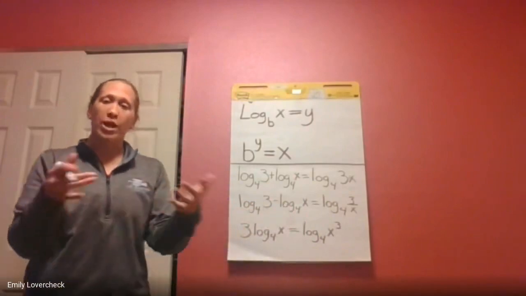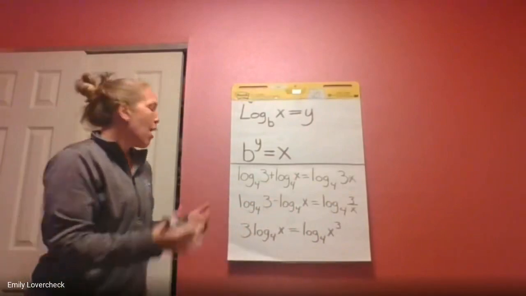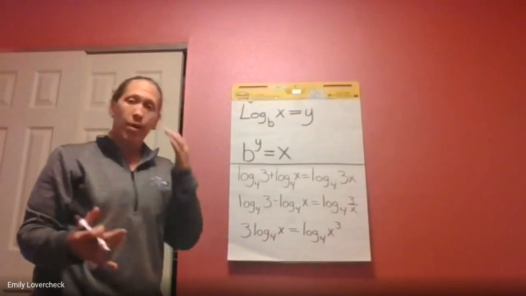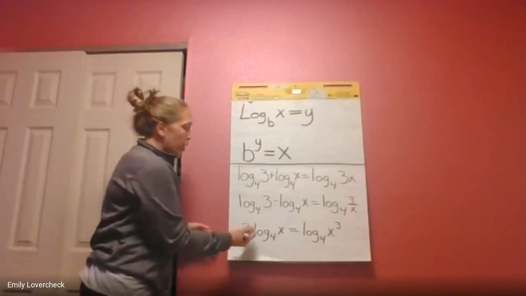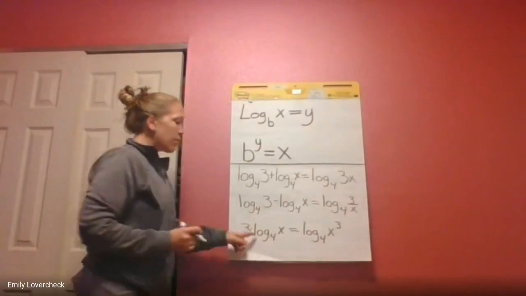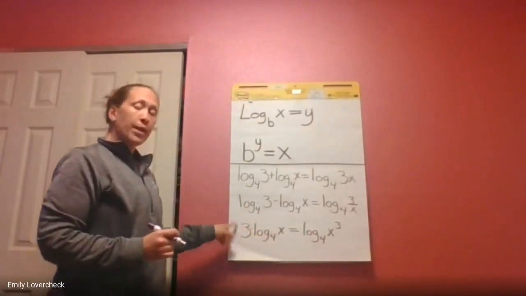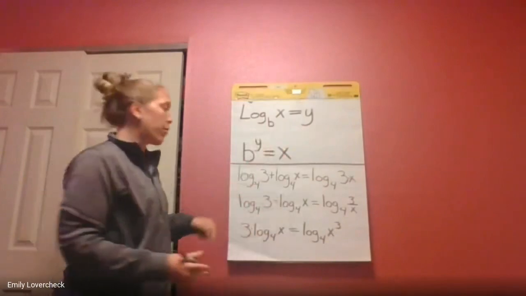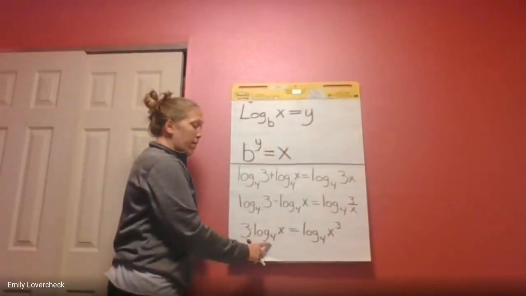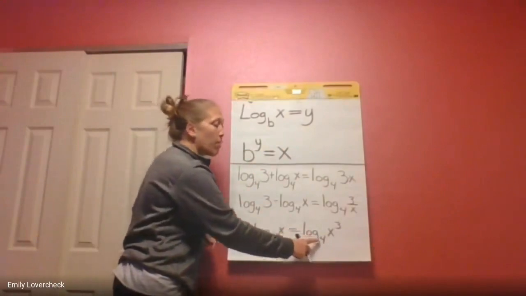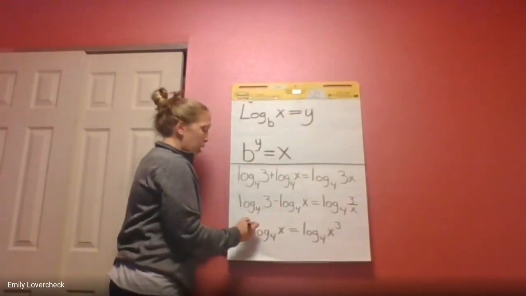And then the last property we talked about with logs and exponentials was 3 times log base 4 of x. That number multiplied is the same thing as a power. It's a power rule. So 3 times log base 4 of x equals log base 4 of x to the 3. So that 3 comes up and becomes the exponent. Okay? Those properties, if you're struggling on them, pull out that exponent sheet from a couple units ago and reference back to that.